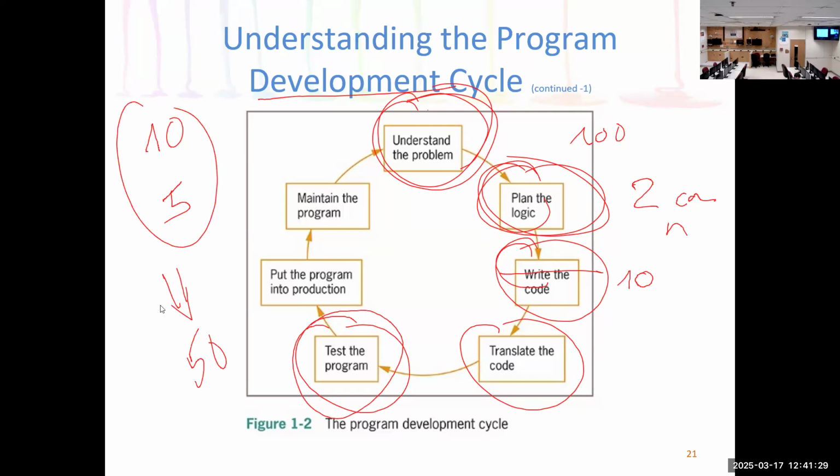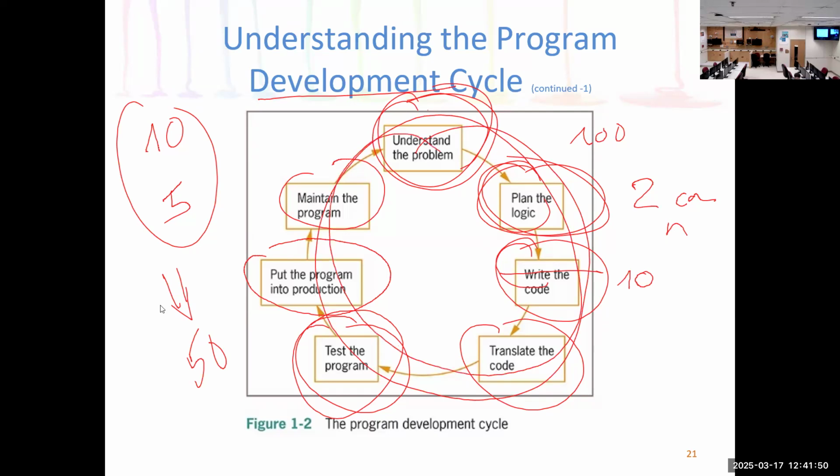Okay, and again, when you're done with the program, you can put it into production, but you have not done it yet. Even when you put it into production, you have to follow up, right? You have to see what is the feedback of the customer, of the end user, and now you have to maintain the program, right? And that is a cycle, because at any step, if anything goes wrong or anything comes up, you have to come back to fix it.